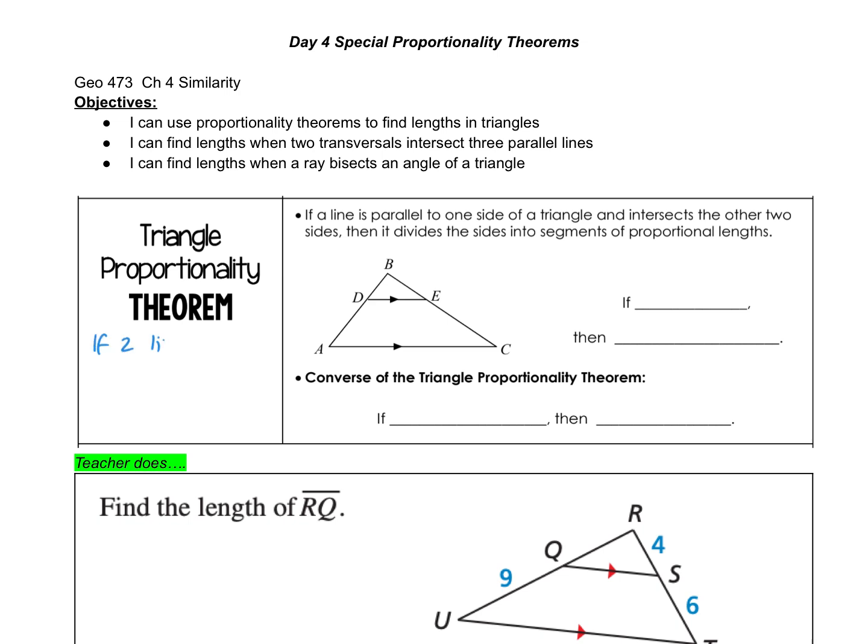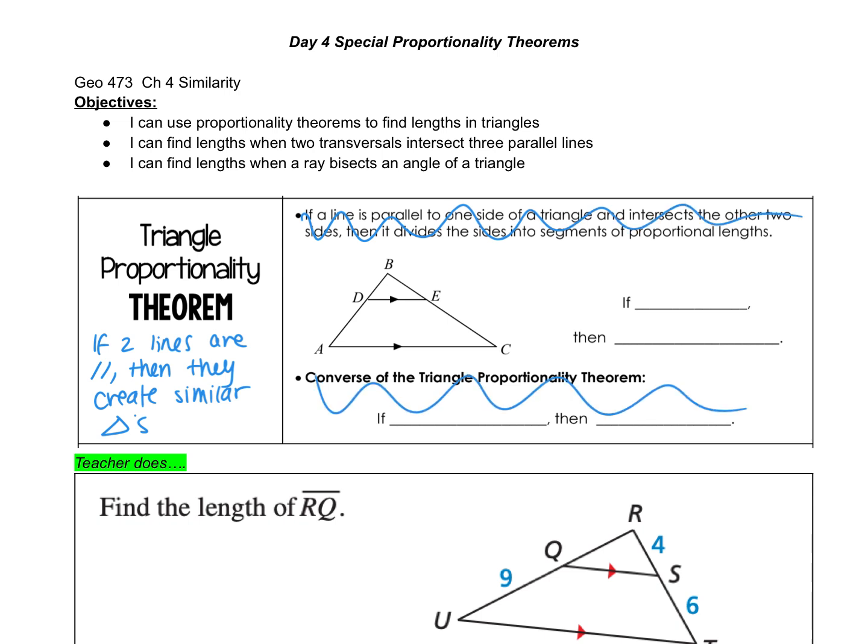If two lines are parallel, then they create similar triangles. So I don't like this theorem. I don't like the way that it's worded. So here's what I mean.